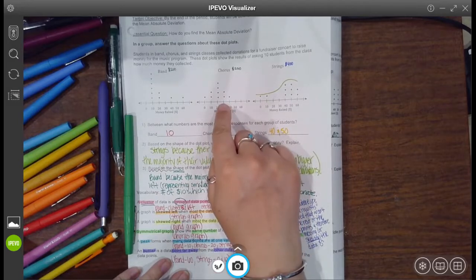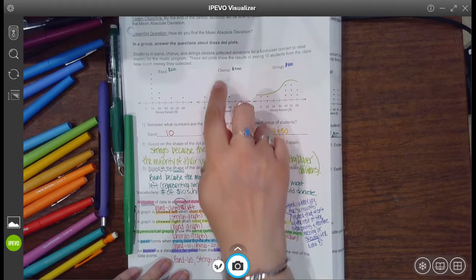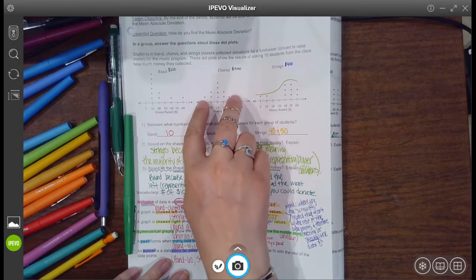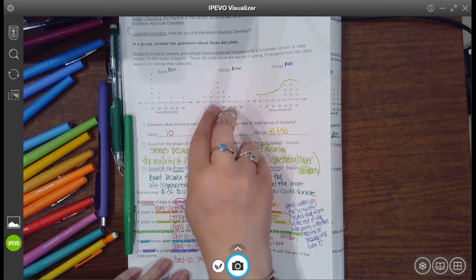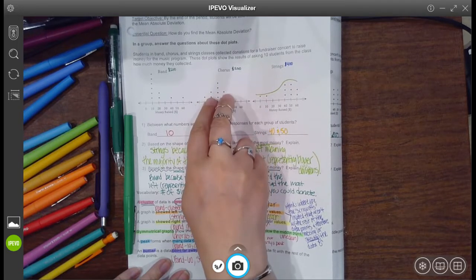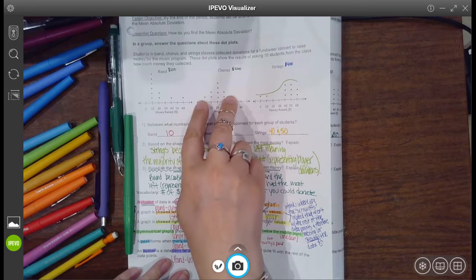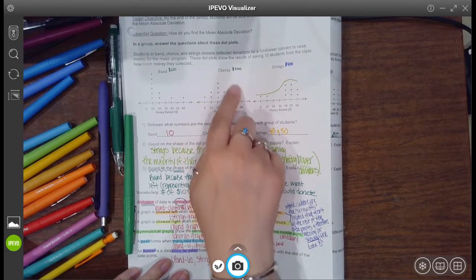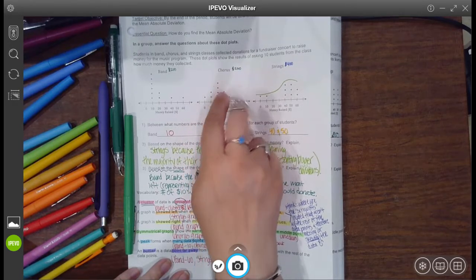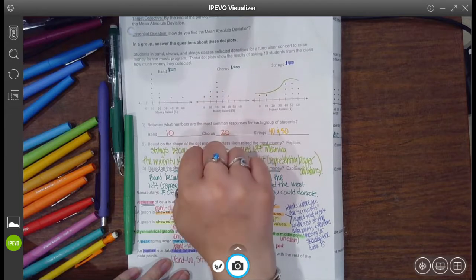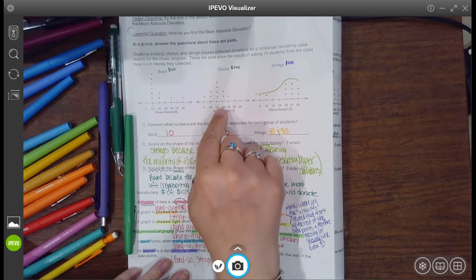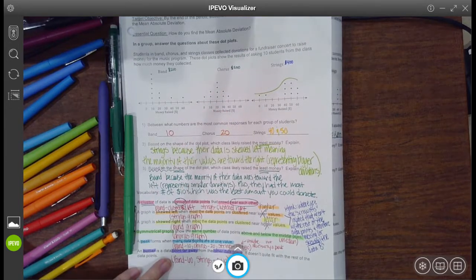Chorus specifically has a peak in the middle, and then it's evenly distributed surrounding it. So here's your peak, and then you have two on this side and two on this side, one on the side of that and one on the side of that. So this is called a symmetrical graph, where you have a peak in the middle, and then it's evenly distributed on either side. That's called a symmetrical graph.